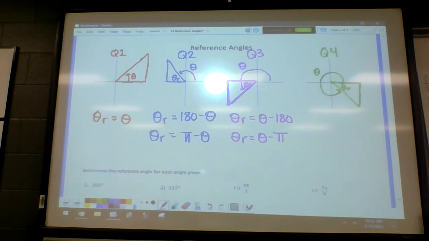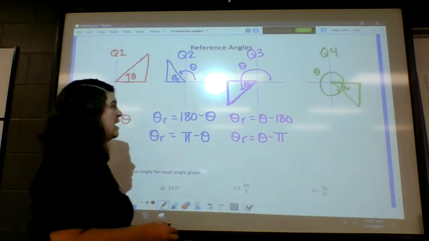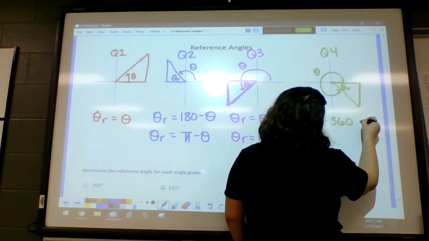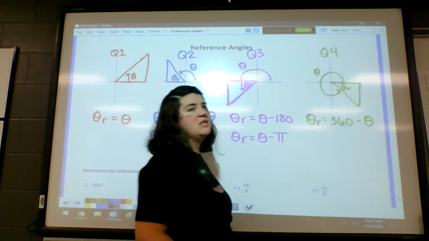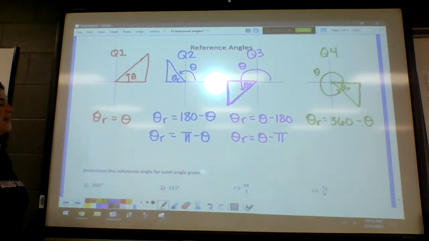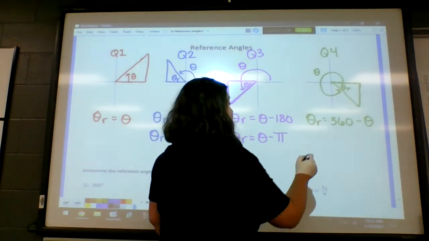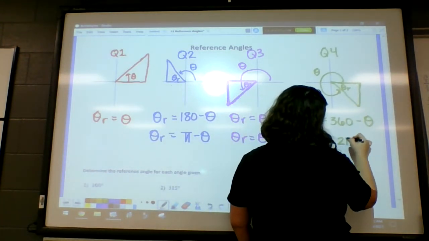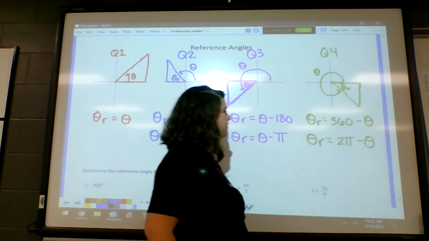So what's the relationship in that case between theta and your reference angle, your angle and your reference angle? They're going to add up to be 360. So you can think of your reference angle as 360 minus your other angle, because together they add to 360, so you can subtract one from 360 to find the other. And in terms of radians, 360 is actually 2 pi minus theta.